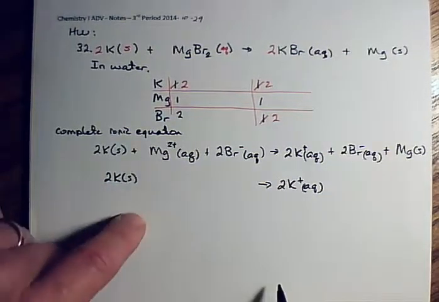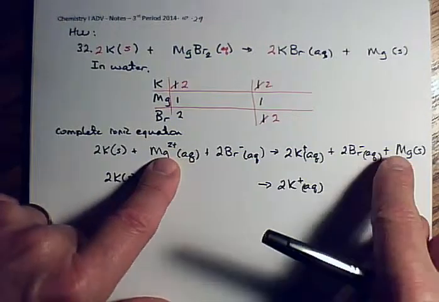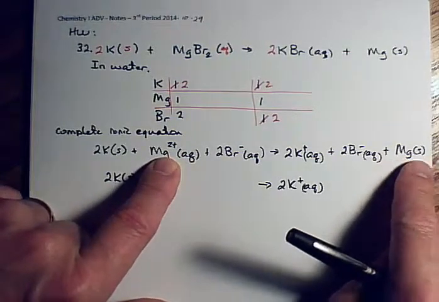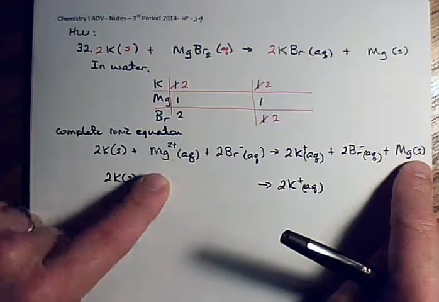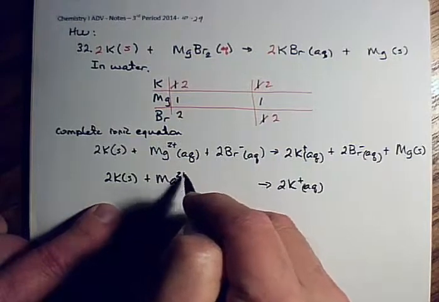If it's changing, you keep it. This magnesium ion has a 2+ charge. It's aqueous. This is magnesium metal. It's not an ion. It's a solid. It changed, so we're going to keep it. Or keep them, I guess.